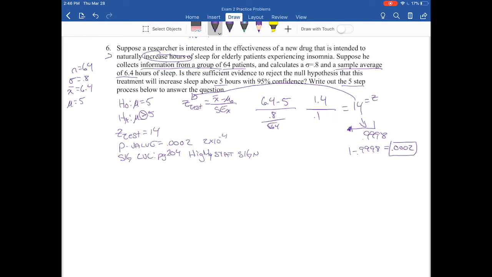and then if our p-value is less than alpha, we're going to reject the null hypothesis. Our p-value is 0.0002. Our alpha here, well, if we have 95% confidence, our alpha is going to be 0.05, because confidence and alpha will always sum to 1. So if our alpha is 0.05, and we put in this inequality here, does this make this inequality true? It does. Therefore, we are going to reject the null hypothesis. And that's how we set up number 6.